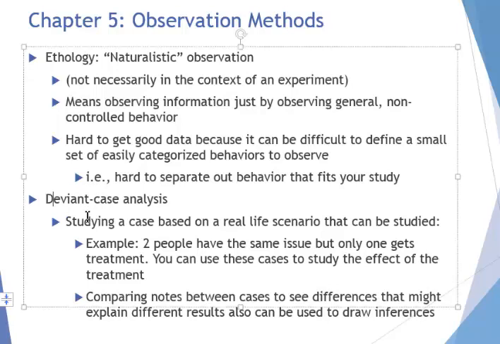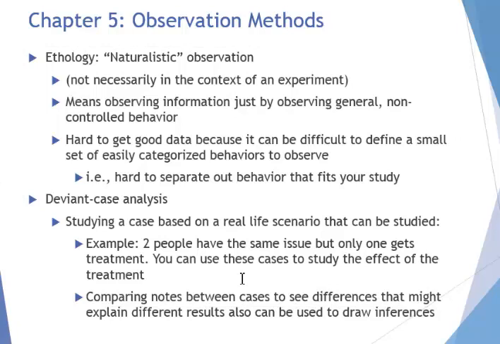Then there's deviant case analysis. Deviant case analysis is when you look at real life scenarios also, but you have a situation where one person gets the treatment that you're looking to test and one doesn't. You're not simulating it, you're not controlling the environment in a lab, but, for example, you have two people that have the same psychological issue, and one gets treatment and the other doesn't. That could be because of their choice, it could be because one can afford the treatment and one can't, it could be because of pretty much any reason, but then you just study the effects on both people. Comparing notes between the cases to see differences that might explain different results can be used to draw inferences.